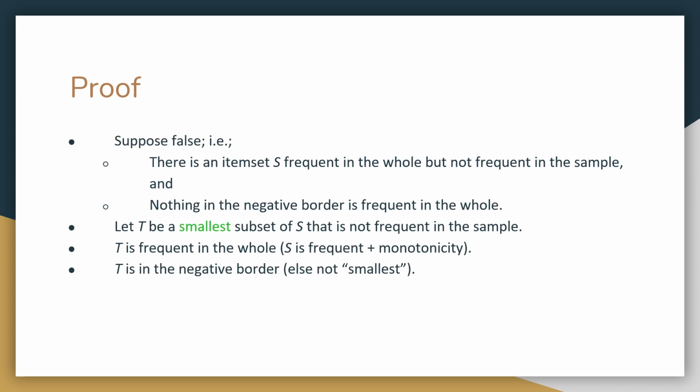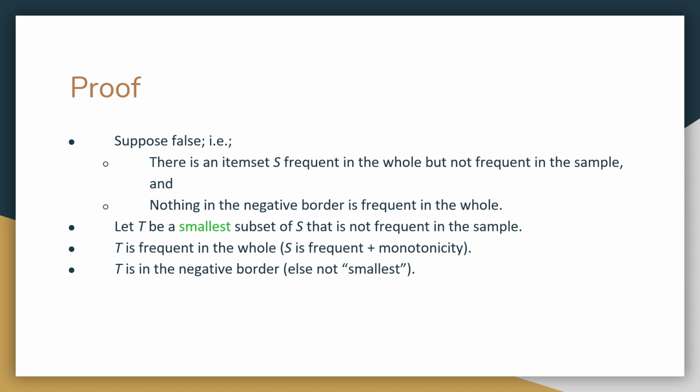So this is the last slide of our presentation, which is the proof. We will prove this algorithm by the method of contradiction. So we say the statement is false and proceed with the proof. Here our statement is: there is an item set S that is frequent in the whole but not in the sample, and nothing in the negative border was found to be frequent in the whole. Let us start with the contradicting proof.